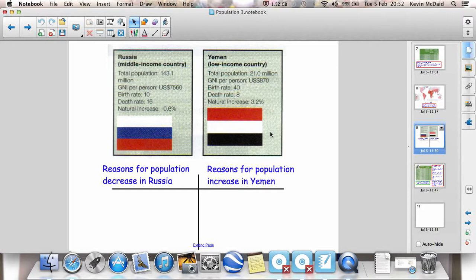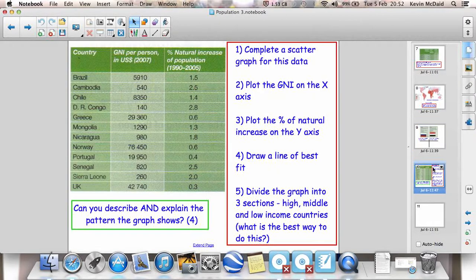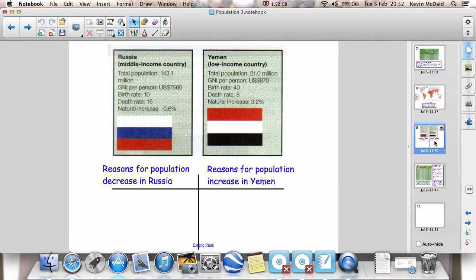Yemen, population increase, we went through that at the start. Things about infant mortality, things about contraception, things about culture. Okay, so in the next video we will be looking at an example of a country that is going through a population decrease. That country is Japan.